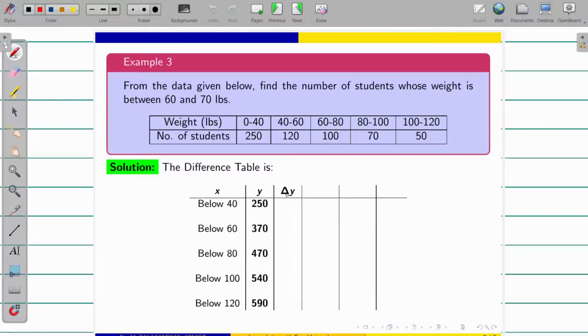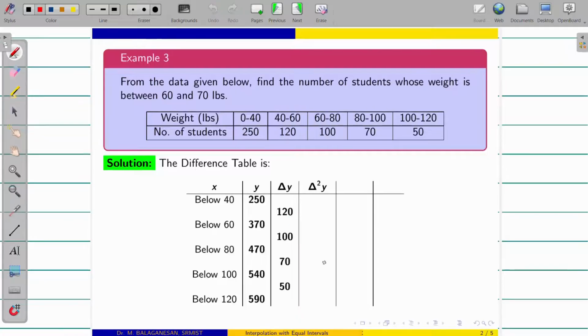Okay, fine. Now come to the first difference. You know very well, 370 minus 250 is 120. 470 minus 370 is 100. 540 minus 470 is 70. 590 minus 540 is 50. Then try to find in a similar way: 100 minus 120 will be minus 20. Am I right?